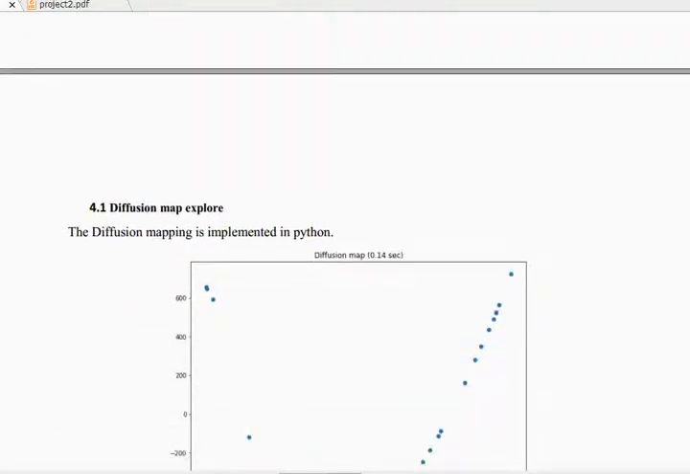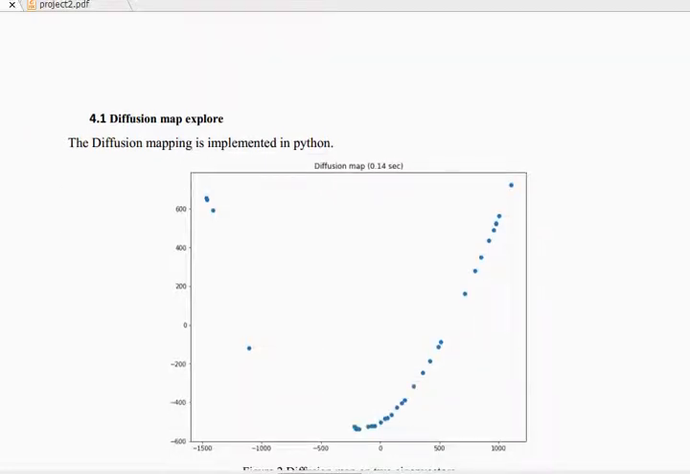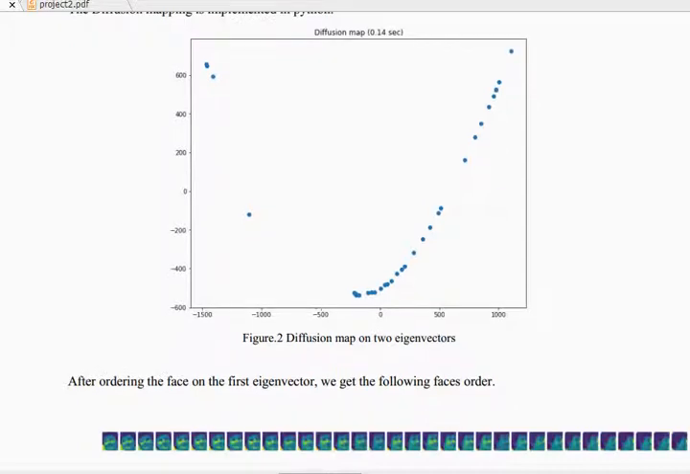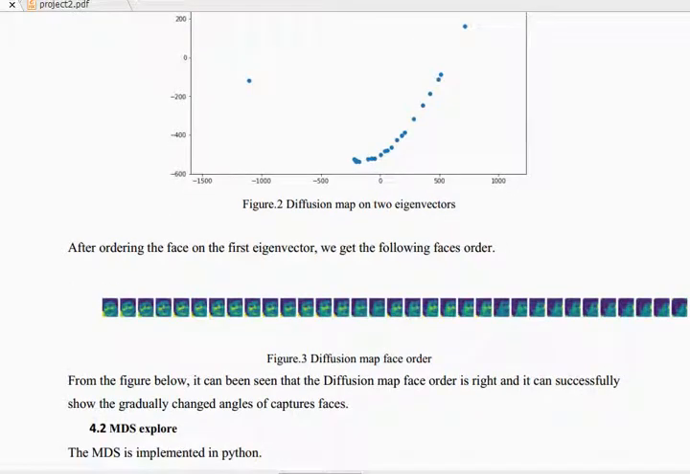Now let's look at the diffusion map. This is the diffusion map projected on 2 eigenvectors. After ordering the faces on the first eigenvector, we get the following face order. You can see from left to right, the faces successfully show the gradually changed angles of the captured faces.